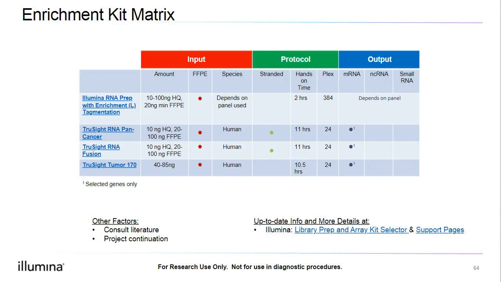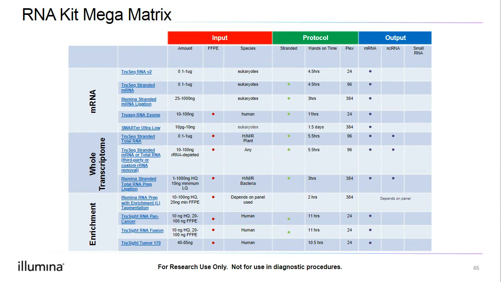And here is our matrix for our target enrichment sequencing kit options. And altogether, here is our RNA Kit Mega Matrix with the mRNA, whole transcriptome, and enrichment options that we just discussed in this webinar. This can be used to determine which kit is most compatible for your project.